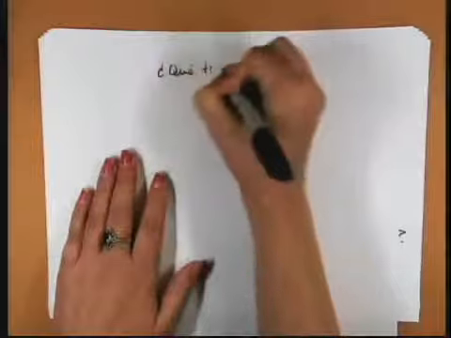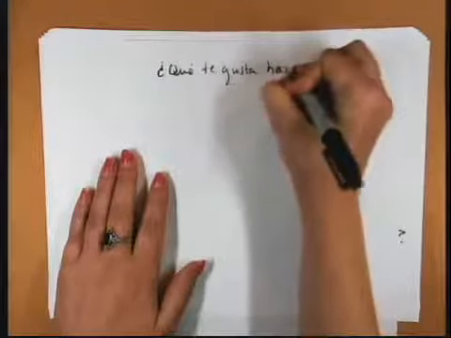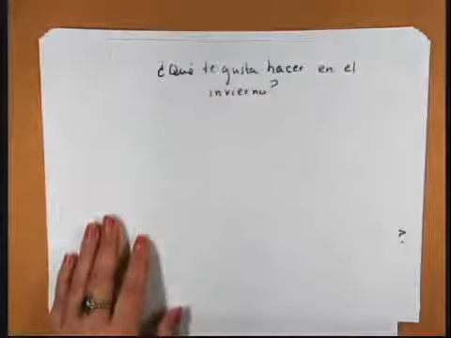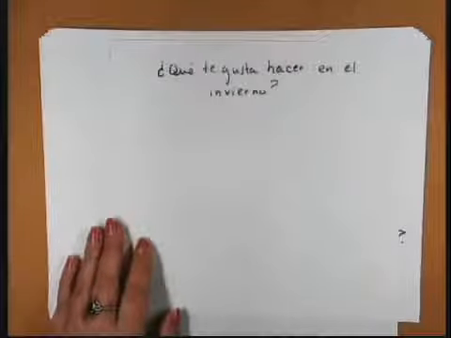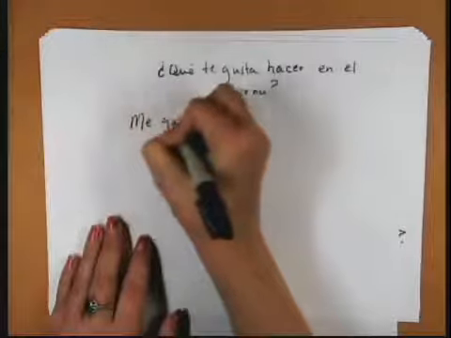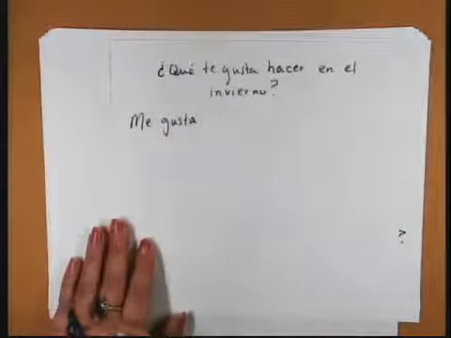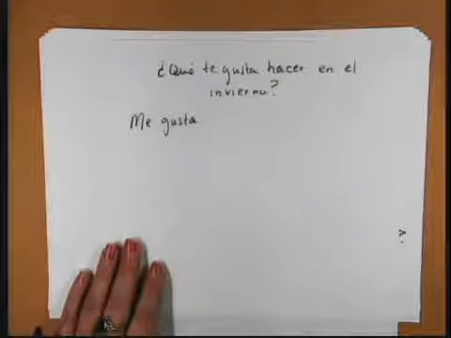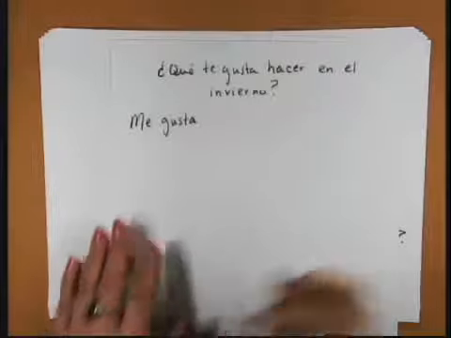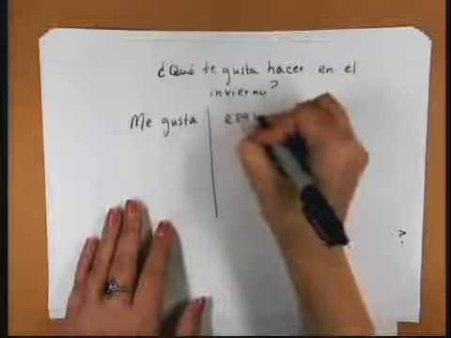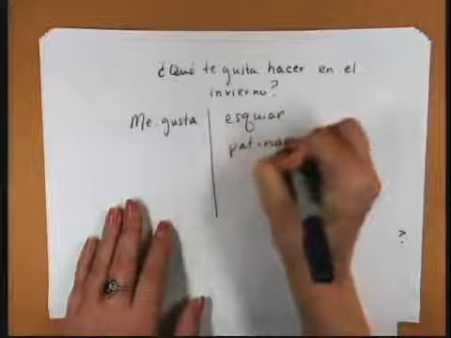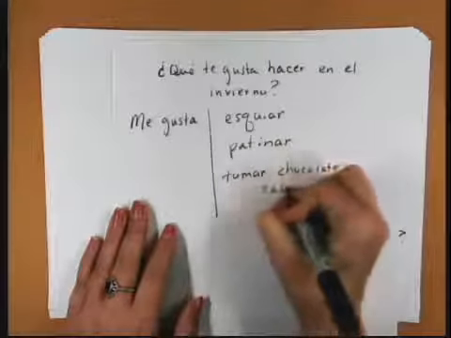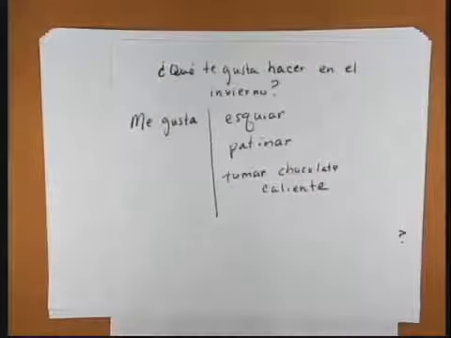So now that summer, ¿qué te gusta hacer? What do you like to do en el invierno? What do you like to do in the winter? Write 3 verbs. Escribe 3 verbos. Of course, you're going to start off with me gusta. Okay. Me gusta esquiar, patinar, ski, skate, y tomar chocolate caliente, and drink hot chocolate. Okay, that's what I like to do in the winter.